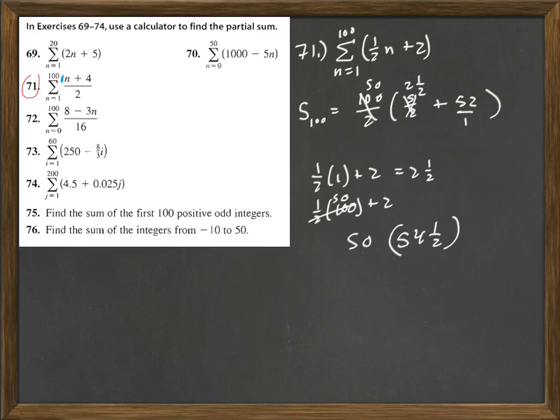But I'm just going to plug this into my calculator. 50 times 54.5. So here we go. I'm going to my calculator, 50 times 54.5. Boom. I get 2,725 as my answer.